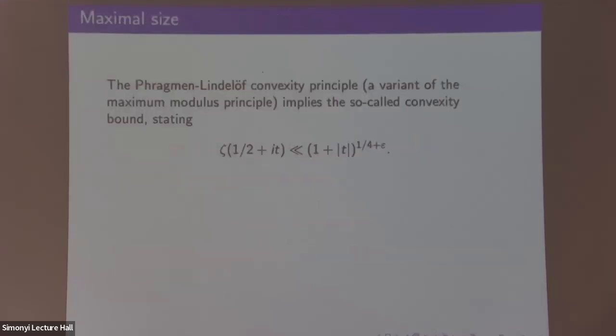In terms of the maximal size, there's what we call the convexity bound, or the Phragmen-Lindelof convexity principle, which tells us that the zeta function is at most t to the 1/4. This is a pretty general statement that holds for other types of L functions too. This is what we consider the trivial bound. It's something that just comes from complex analysis.